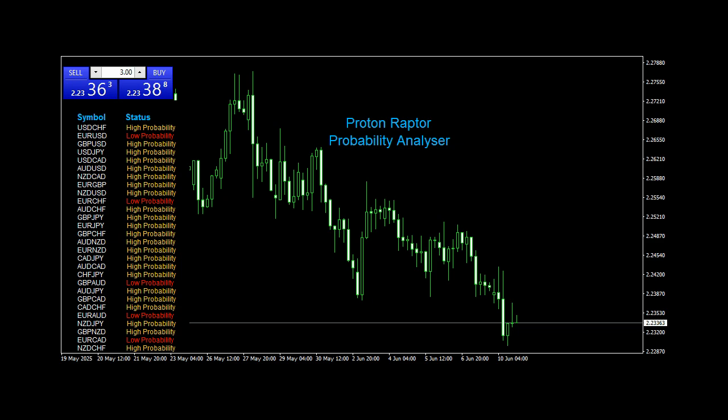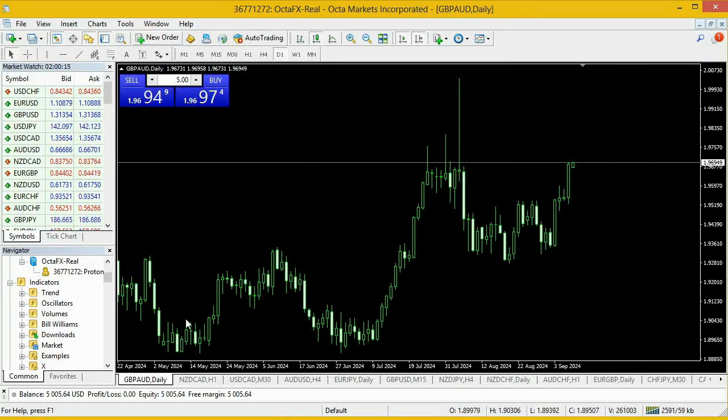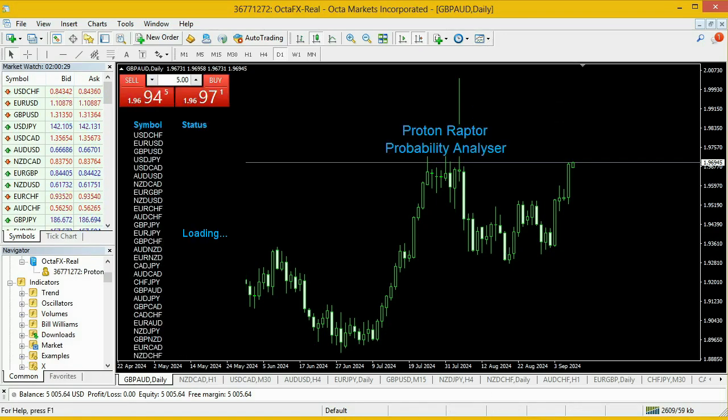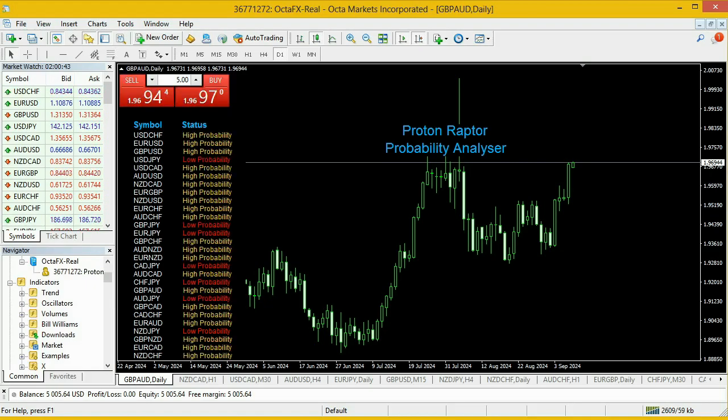Let's have a look at the trades taken by the Raptor. This is obviously a live market, and as you can see, this is a real account. Firstly, we need to do a success probability analysis. As explained, we need 20 or more high probability opportunities to proceed, as in this case.